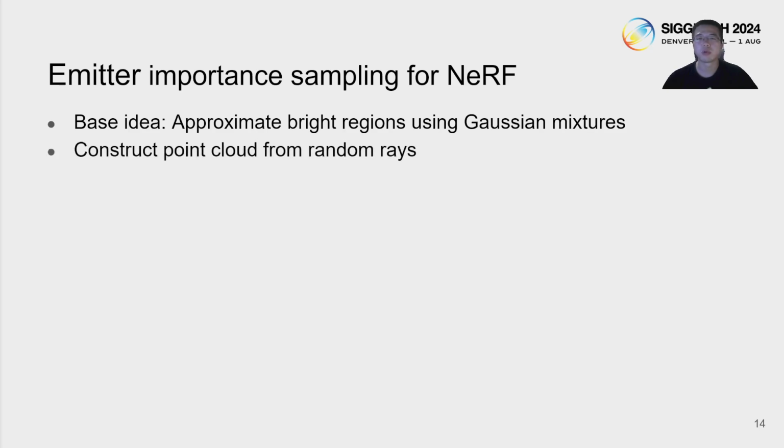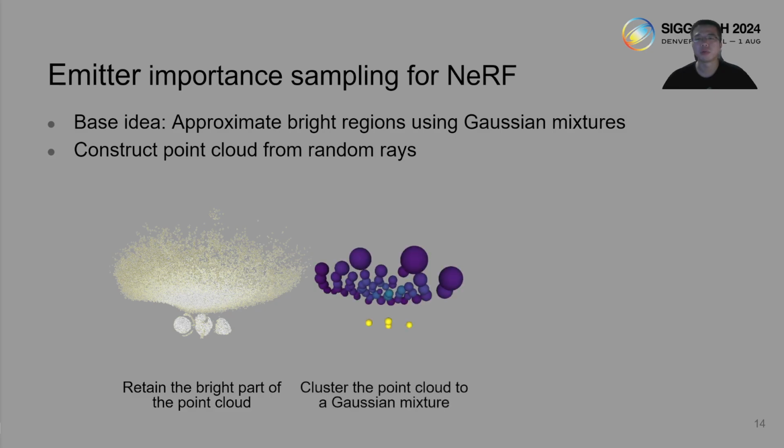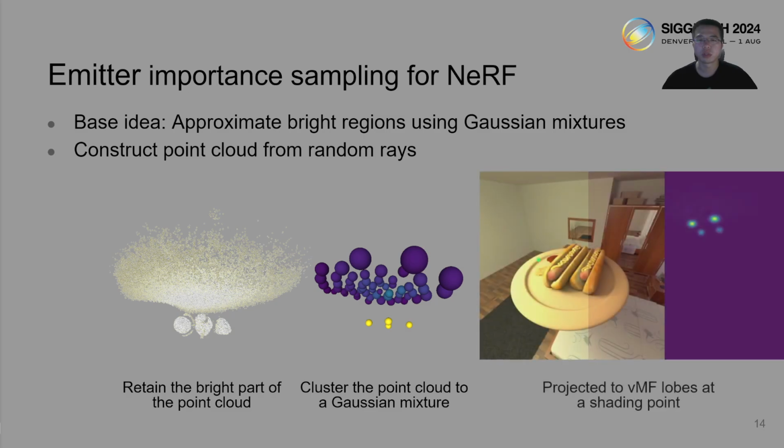First, we sample random rays to construct a NeRF point cloud. We only retain the bright part of the point cloud inspired by MIS compensation, and cluster the point cloud to build a Gaussian mixture model. During importance sampling, the Gaussian mixtures are projected to vMF lobes at a shading point. The sample direction is combined with BSDF sampling by multiple importance sampling.